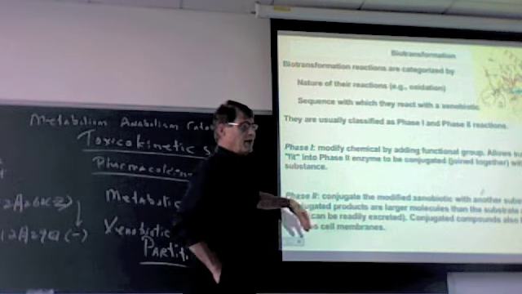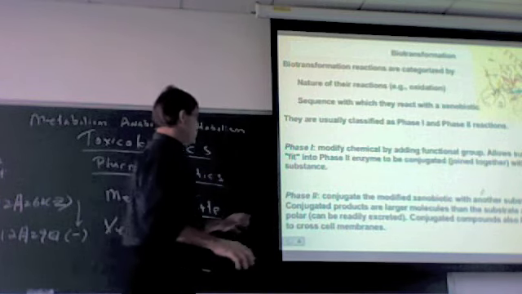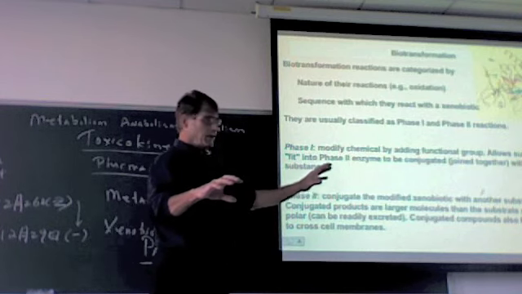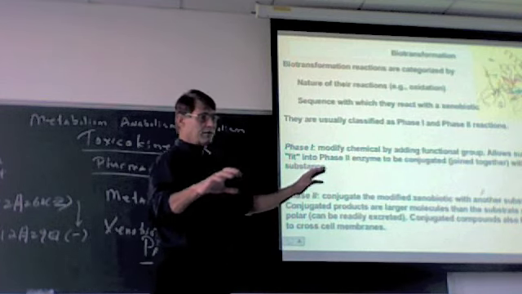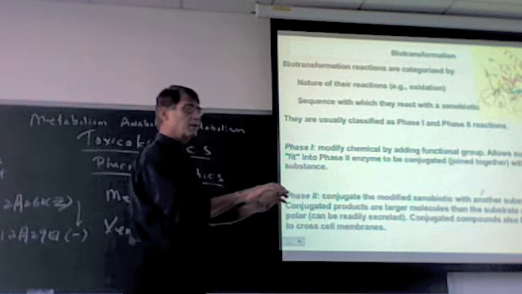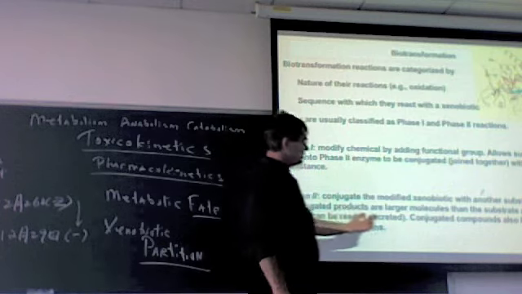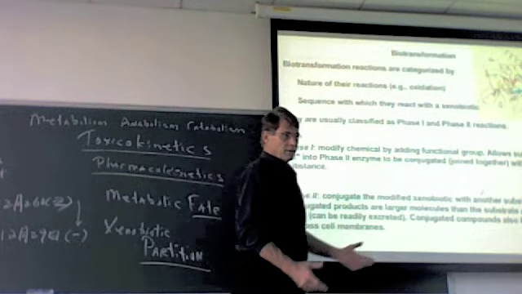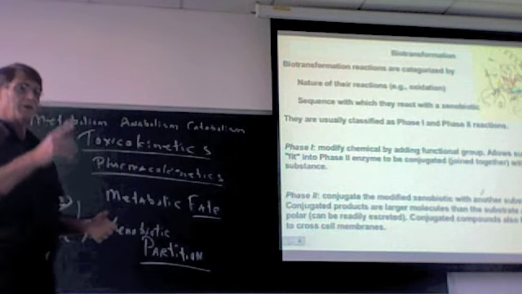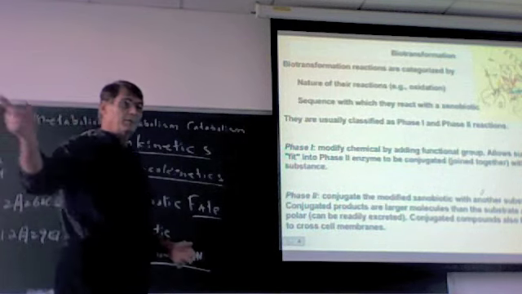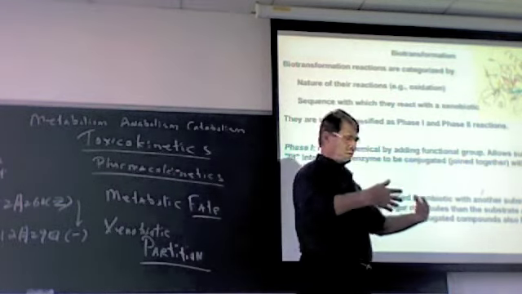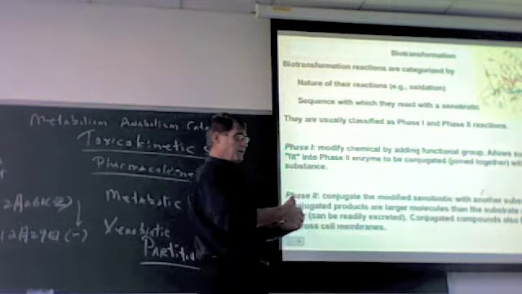In phase 2, we're not oxidizing. What we're doing is we're putting molecules together. So we're connecting the xenobiotic that's oxidized onto some other molecule, which makes it easier to excrete. This process is called conjugation. We use this word a lot in chemistry. I use it mostly to describe single double bonds. That's a conjugated double bond system. Conjugated also means just coming together to form a union.